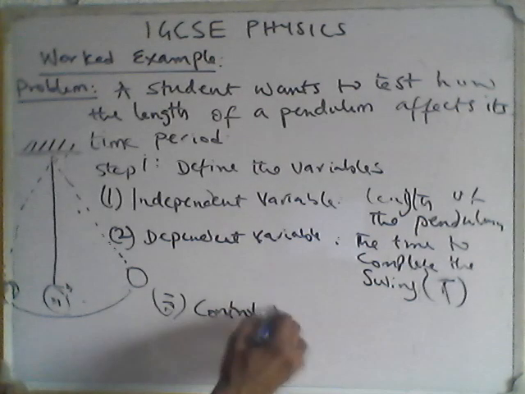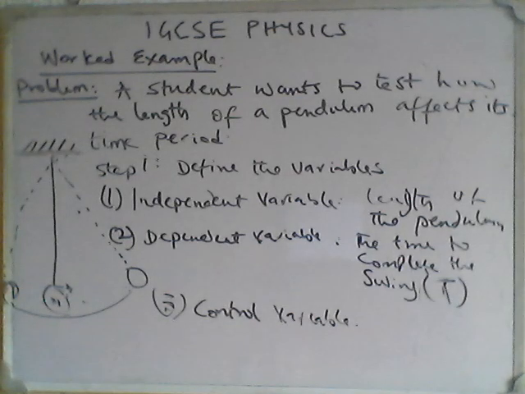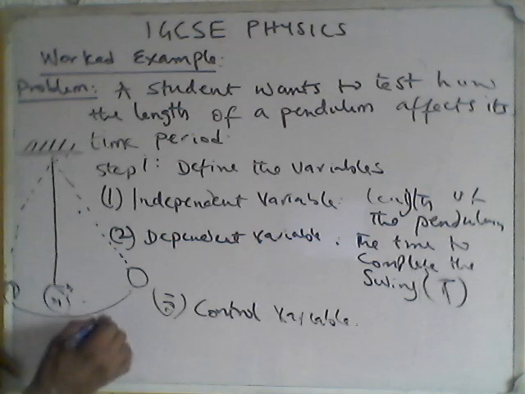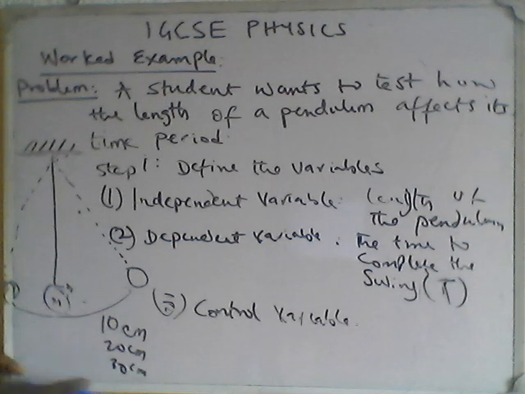Now, for the control variable, we need to ensure that the mass of the bulb is constant. I will not, for one instance, do a 10 kg mass. Let's say I wrote different instances of the length, for example 10 cm, 20 cm, and 30 cm, and so on. These are different instances of the length of this string.